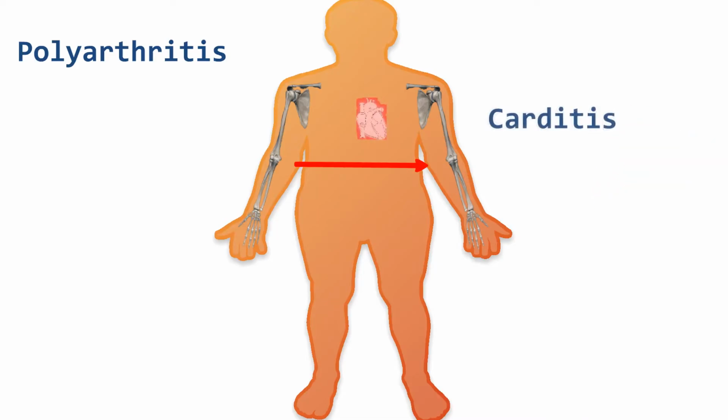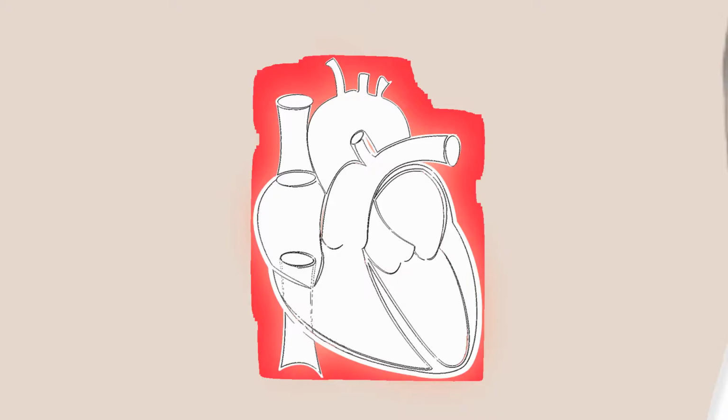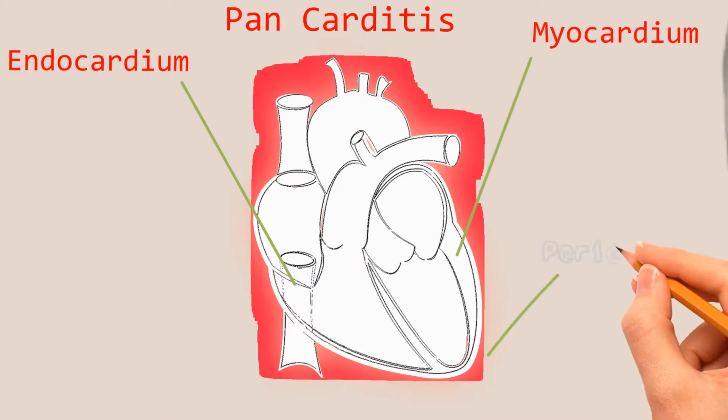The clinical features of acute rheumatic fever appear after resolution of a strep throat infection. One of the most common manifestations is polyarthritis, which means inflammation of many joints, especially large ones. Polyarthritis is typically migratory, which means moving from one joint to another over a period of hours. Rheumatic fever also causes carditis, the inflammation of the heart. The term pancarditis refers to inflammation of all layers of the heart, including endocardium, myocardium, and pericardium.